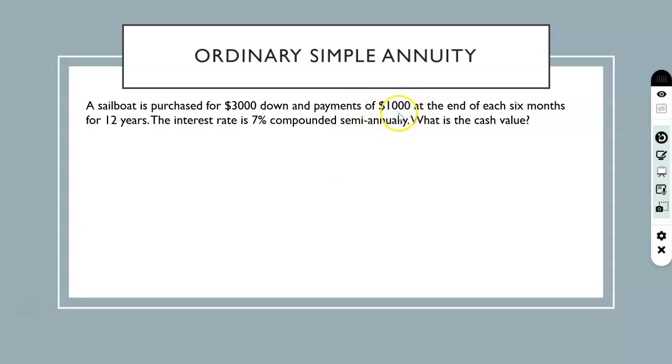So it is given that $3,000 is the down payment and the payments are $1,000. That is, PMT is $1,000. i is 7% semi-annually, that is 7/2. And n is 12 years, and every 6 months you are paying. So n is 12 times 2, which is 24.